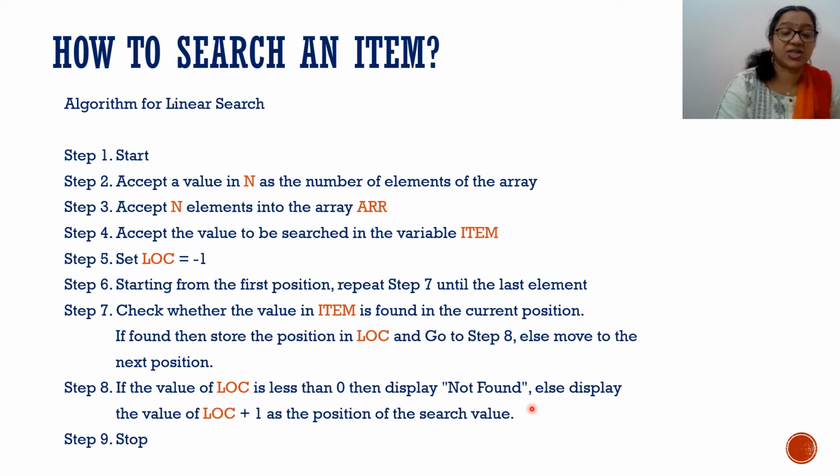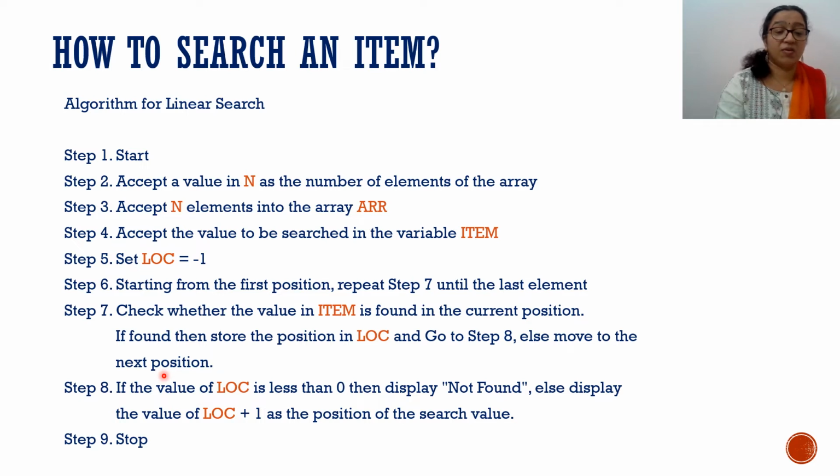Because in that location we will get the index number. It's not the position number. The index number starts from the 0th position onwards. But by viewing it, we say first element, second element, third element like that. But the index number is from 0th onwards. So at the printing time, we want to show the position, not the index number. So what is the value in that location? That is one index number. So that +1 is the position of that value. Okay. So if we found it, then store the position in that location and go to step 8. Else move to the next position.